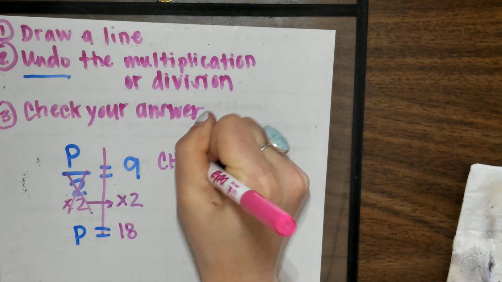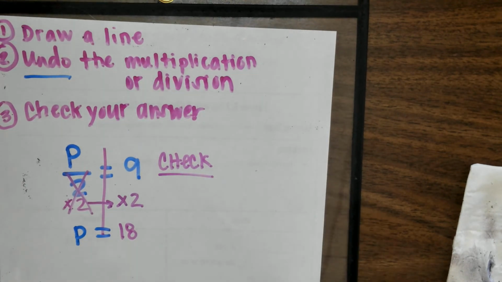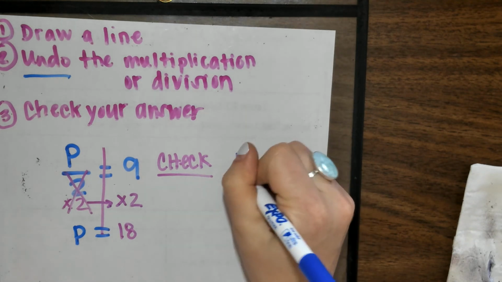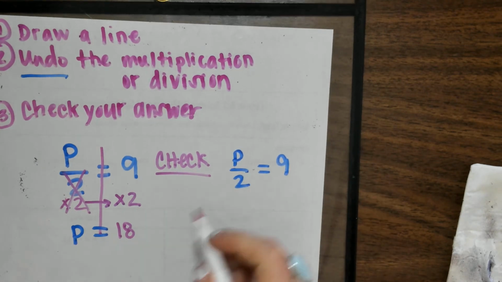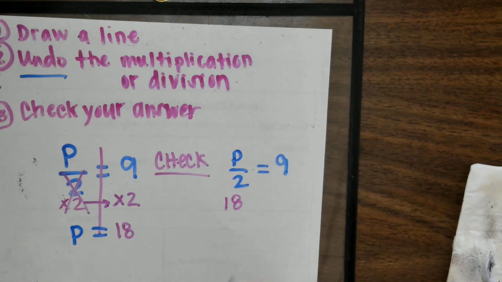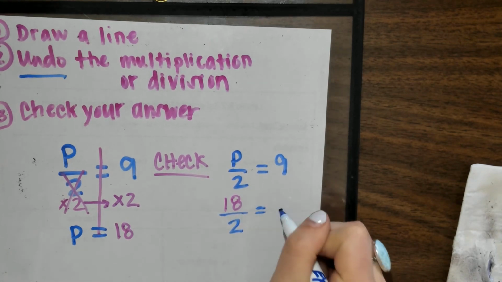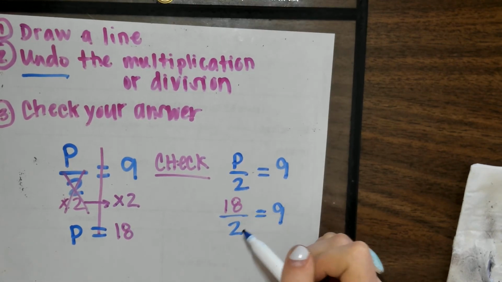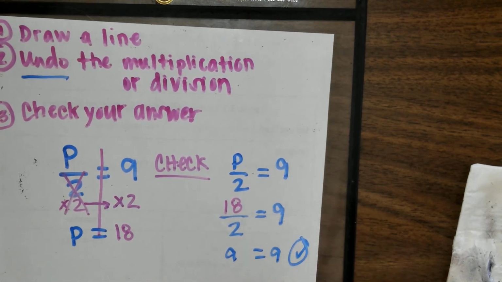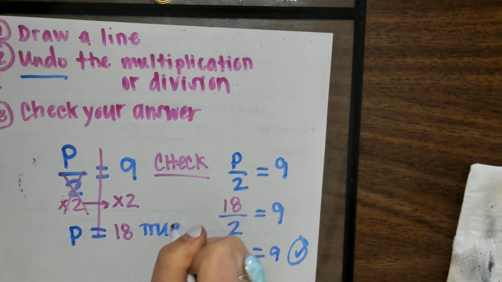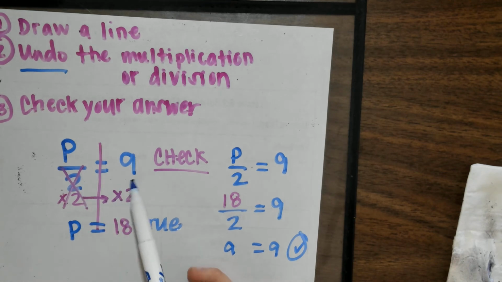That's step number 3. Let's see if this is a true solution, if p truly equals 18. So if my original problem was p over 2 equals 9, then I need to take this 18 and plug it in right here. So I have 18 divided by 2 equals 9. Half of 18 does equal 9, so I have 9 on both sides. 9 equals 9, so this would make it a true statement. When you think about these problems, think about what divided by 2 equals 9. Okay, that's some strategies you can think of.